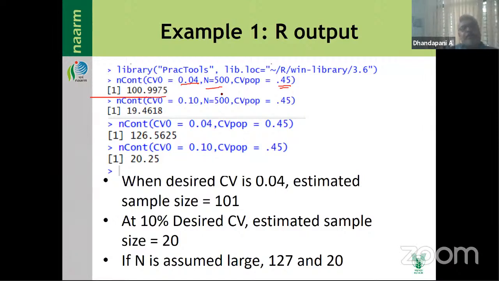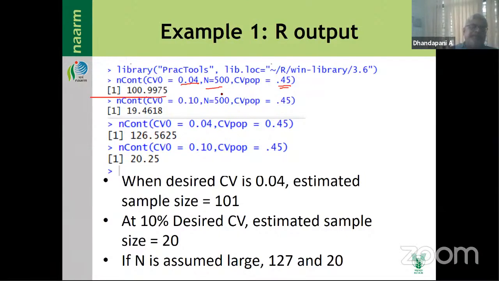So that is something like 20% of your population, right? So if the population CV is 45%, and you want to achieve a CV of 4% in the samples, then the sample size is 101.